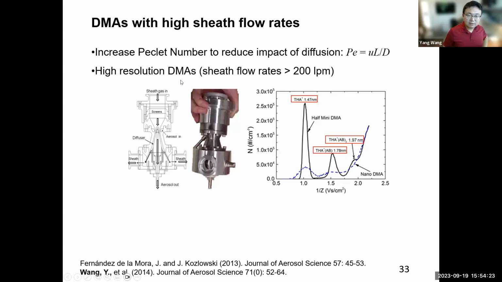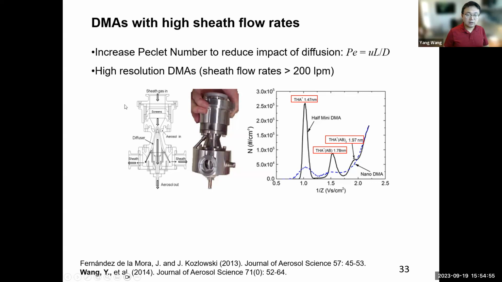So basically for these high resolution DMAs, we use a very strong sheath flow. They can go up to 200 liters per minute, and some of them can even go to, let's say, 1,000 liters per minute, right? They're limited by the critical distance, the gap between these two cylinders, because the velocity is limited by the choked speed, right? The choked flow, where the speed of the flow cannot be higher than the speed of sound, right?